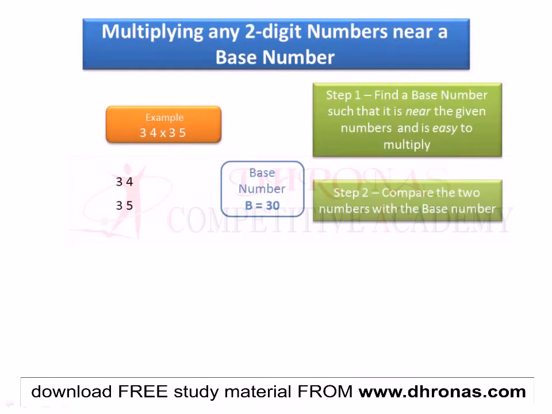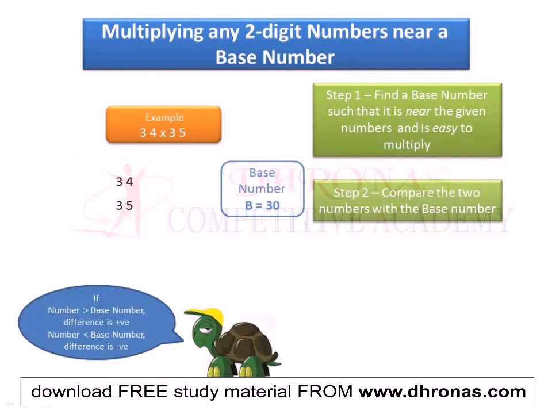The next step is to compare both 34 and 35 with the base number 30. So we have 30 in comparison to 34. 34 is 4 more than 30, so we write plus 4. And because 35 is 5 more than 30, we write plus 5. These plus 4 and plus 5 are called the differences.